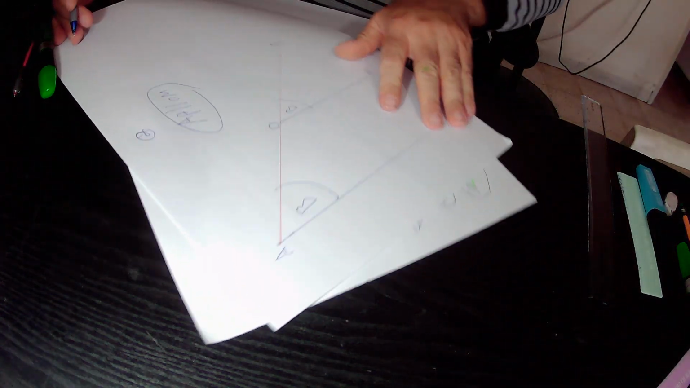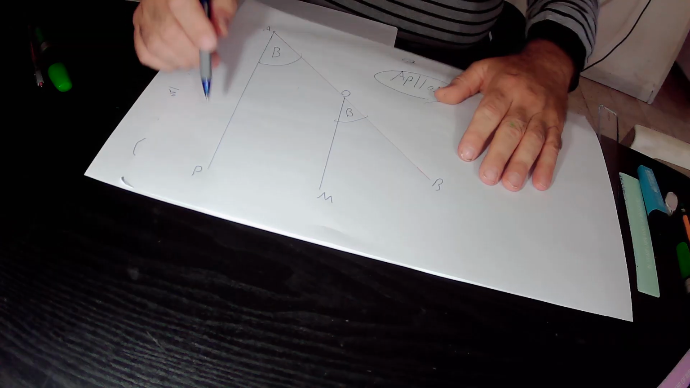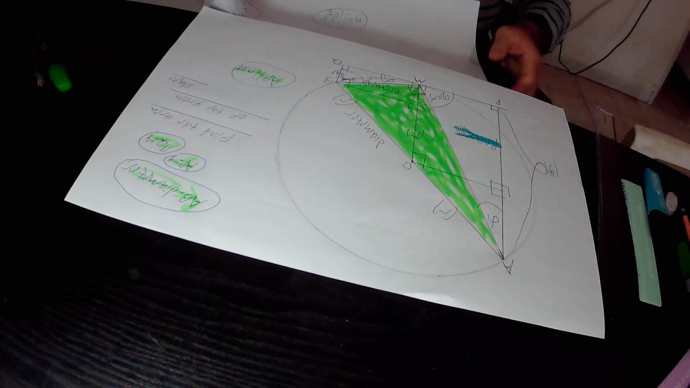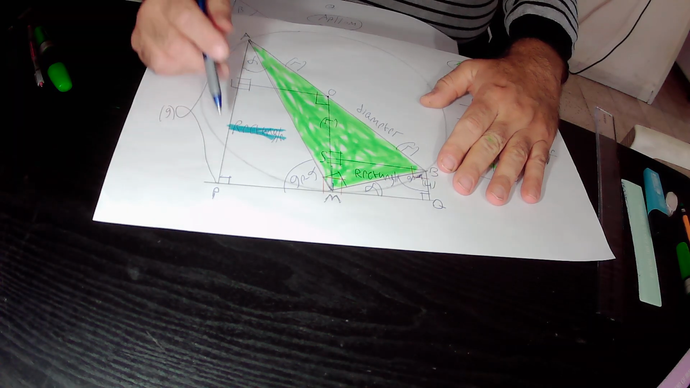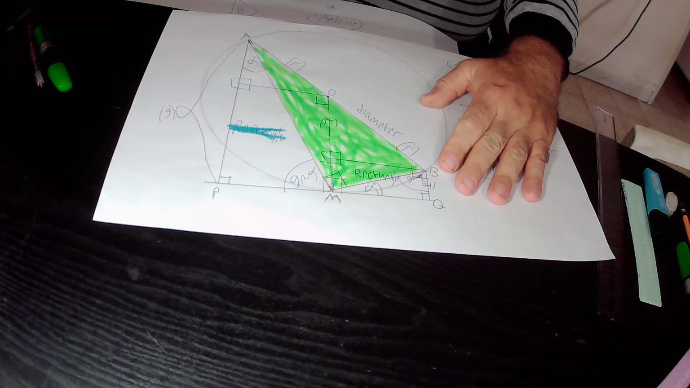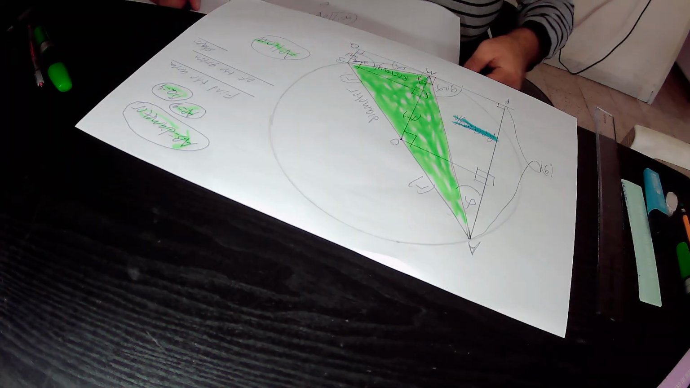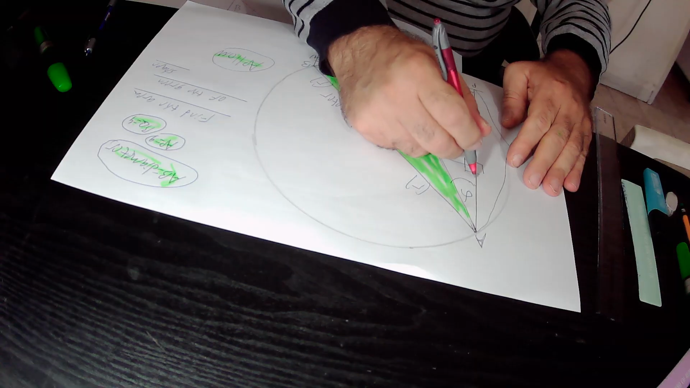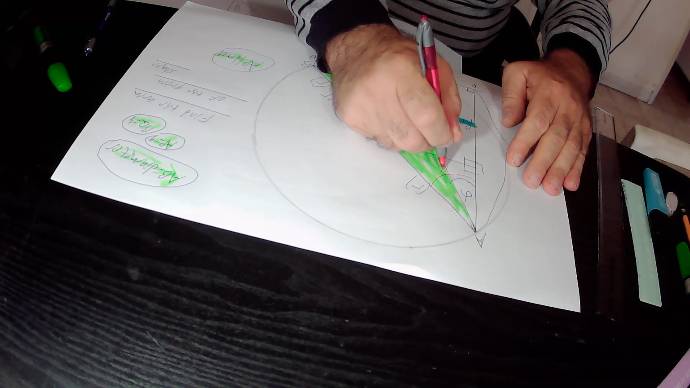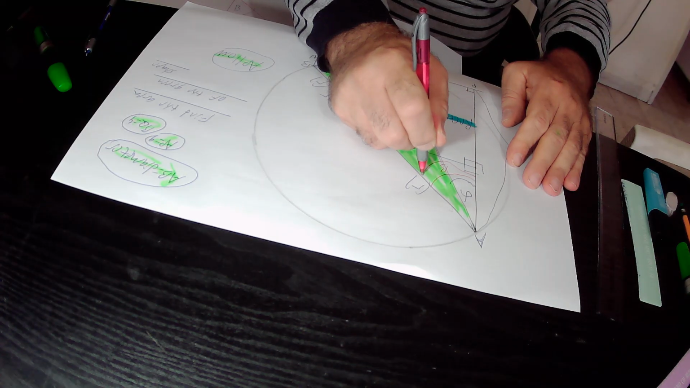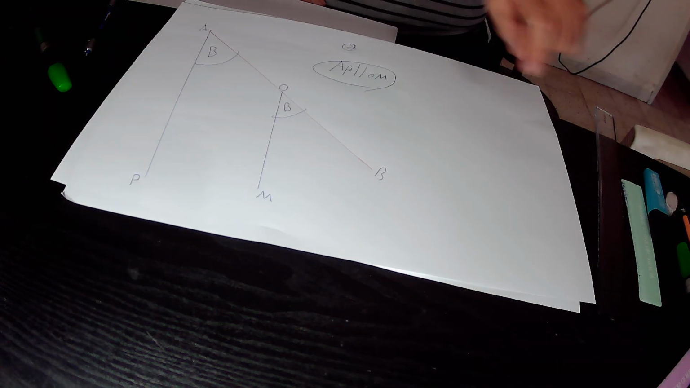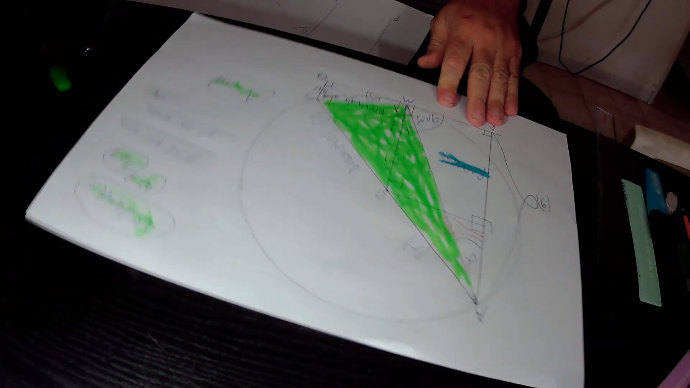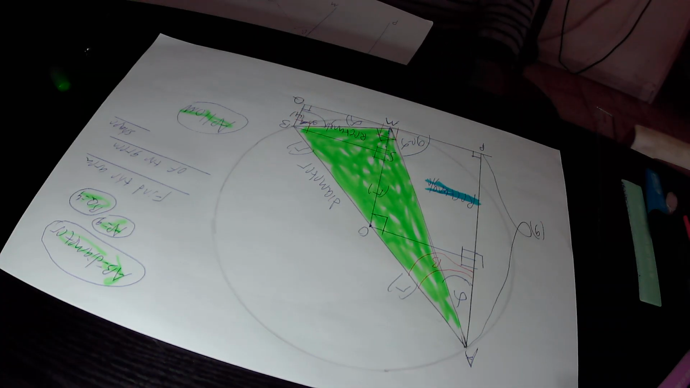So in conclusion, we found out that angle PAO is equal to beta. And we also found out that angle MOB also equals beta.